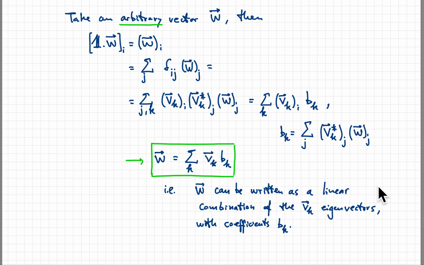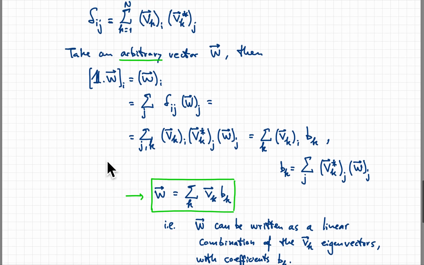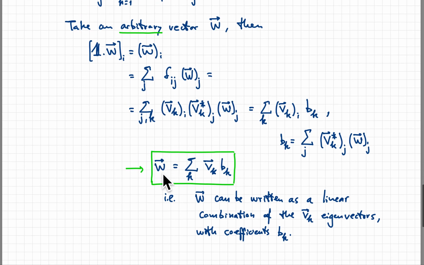So w can be written as a linear combination of the vk eigenvectors with some coefficients bk, which are to be computed in this way, as shown up here. So you have to do this sum, which is nothing other than an inner product. This is the inner product of vk with w, and that's how you compute the bk's. But by virtue of our completeness relation, any arbitrary vector can be written in this way, which is something that we already knew.